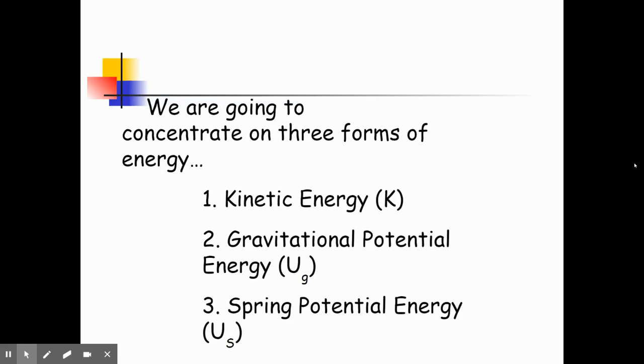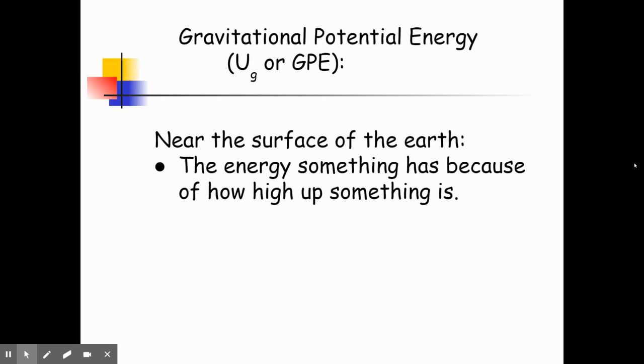Alrighty, so we've talked about kinetic energy, and now we're going to talk about gravitational potential energy. When we talk about gravitational potential energy in regular physics, it was GPE, and now it is UG. It's the same thing, it's just a more sophisticated symbol. So, gravitational potential energy is something that we're going to measure when we are near the surface of the Earth.